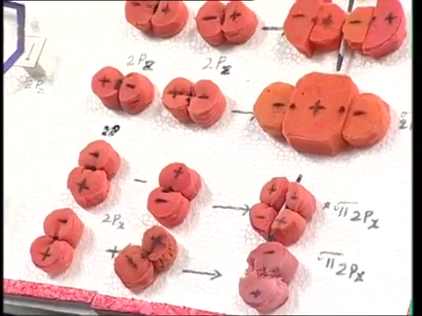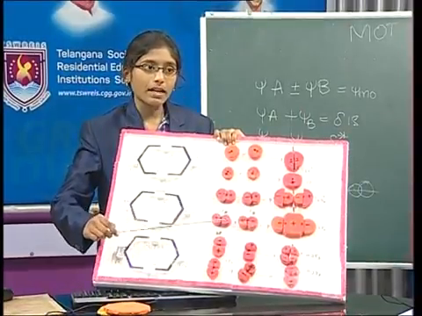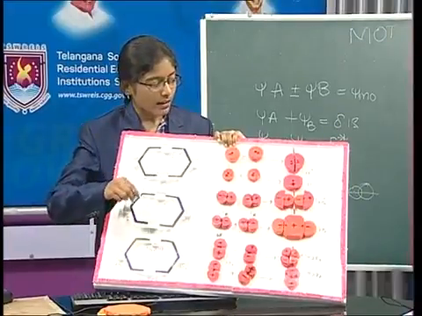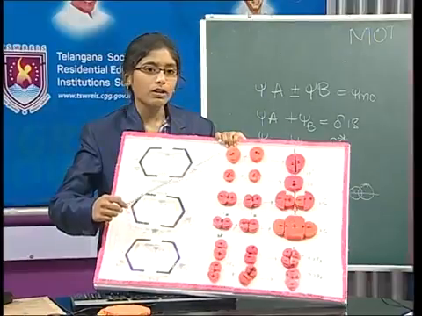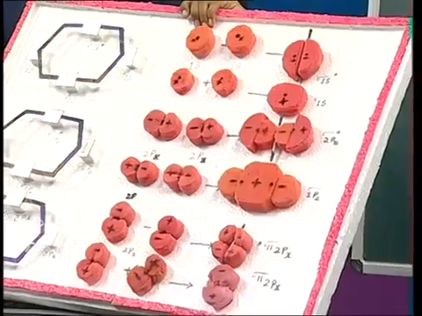What is a nodal plane? As I told you earlier, the plane where the probability of finding an electron is 0 is called a nodal plane. In this way, sigma bond and pi bond formation occurs in molecular orbitals.